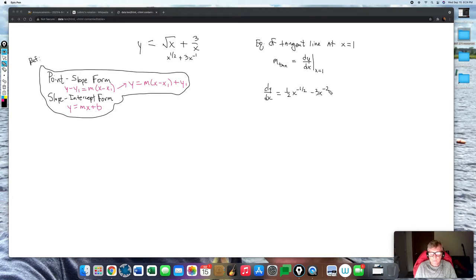Okay. And if I evaluate this, let me change colors here for emphasis. If I evaluate this at x equals 1, then I'm evaluating this at x equals 1, which means I'm putting 1 in the place of x. That's all I'm doing. So that's going to be 1/2 times 1 to the negative 1/2 power minus 3 times 1 to the negative 2 power.